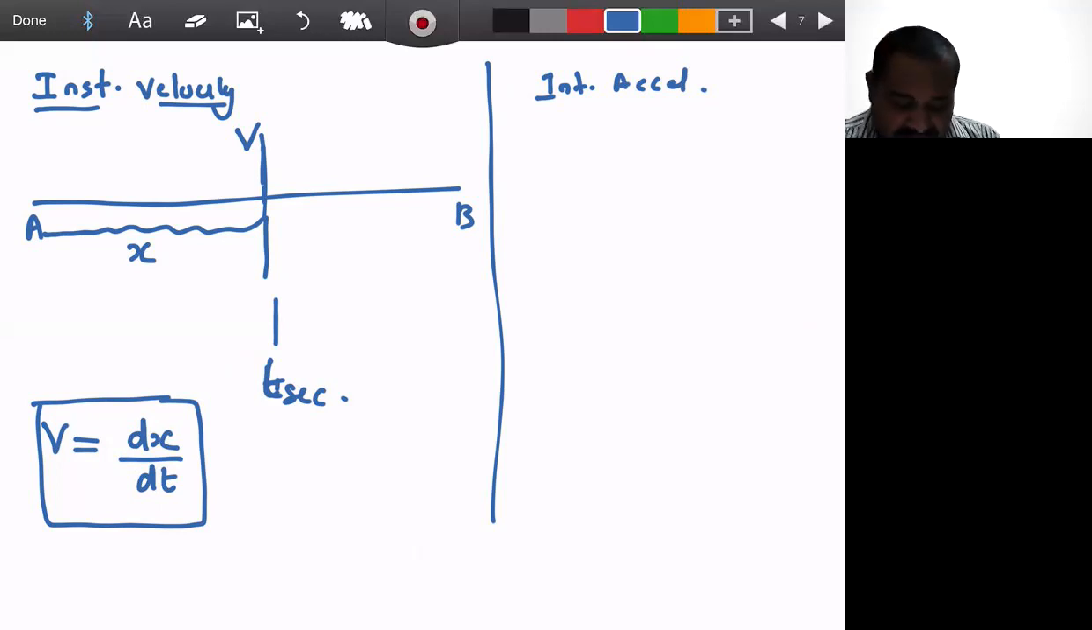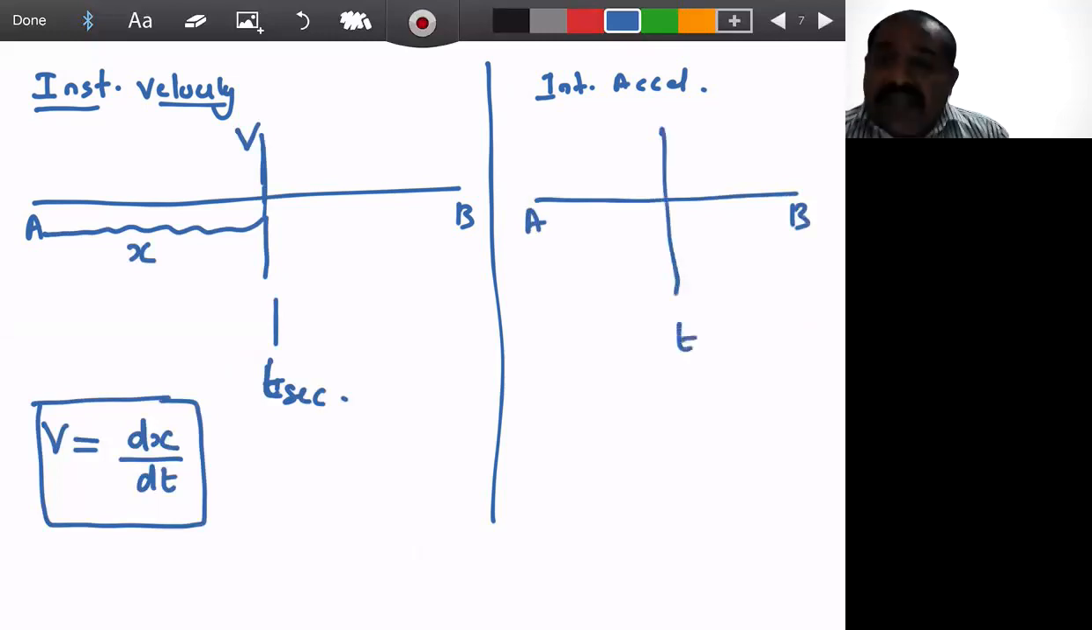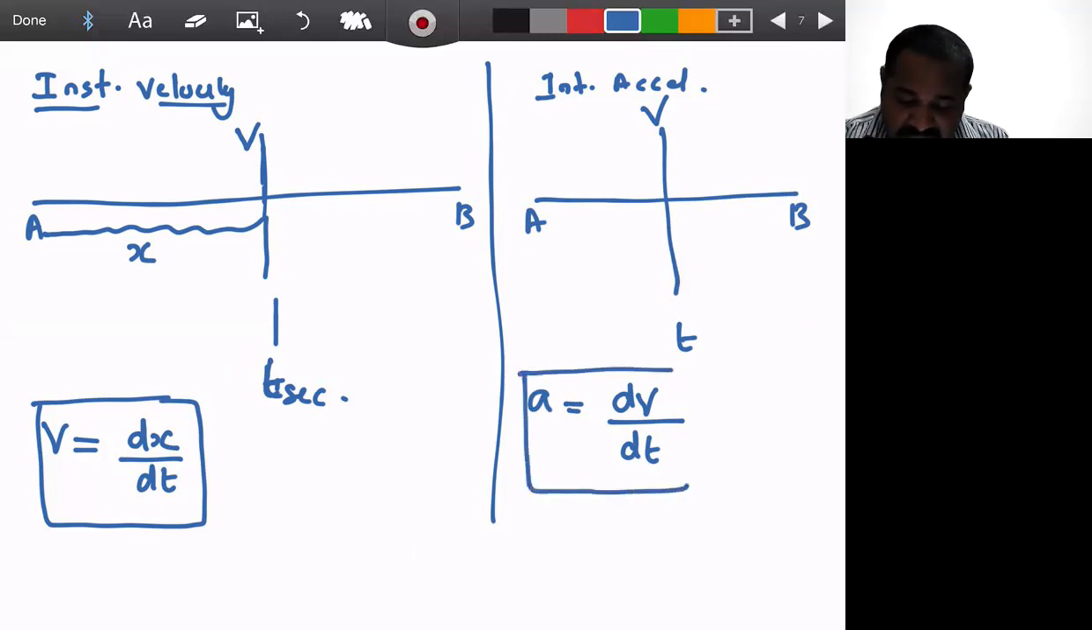Now, what is instantaneous acceleration? Same scenario, same example. A particle is moving from A to B. At a particular instant, say at time t, the velocity is v. So instantaneous acceleration is defined as the rate of change of velocity with respect to time, dv by dt. We have to differentiate velocity with respect to time. So instantaneous acceleration is equal to dv by dt. So this is about instantaneous velocity and instantaneous acceleration.